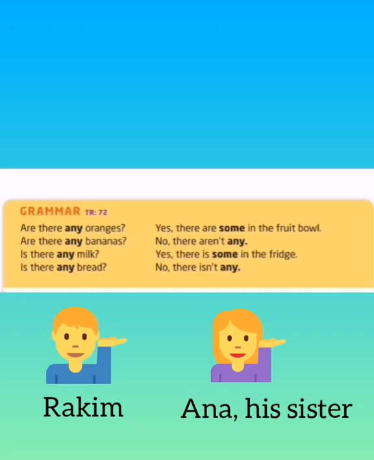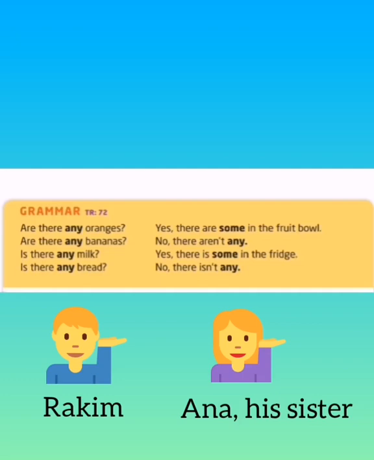So if you see, these two questions are in plural. Rakim is asking about oranges and bananas. So for the answers, if it's positive, you can say, yes, there are some. If it's negative, you can say, no, there aren't any. Okay? So the other two questions, Rakim says, is there any milk? And his sister says, yes, there is some in the fridge. The next question, Rakim asks again, is there any bread? And his sister says, no, there isn't any.